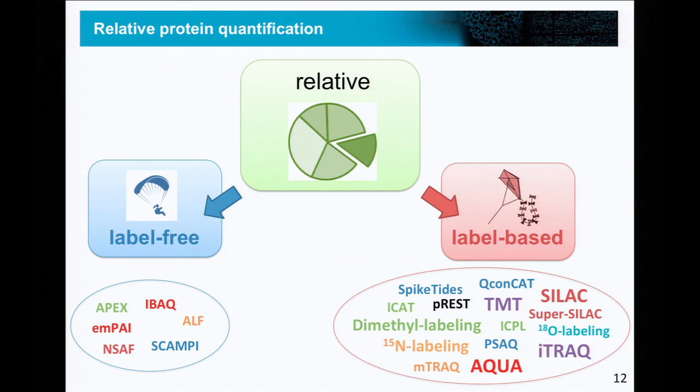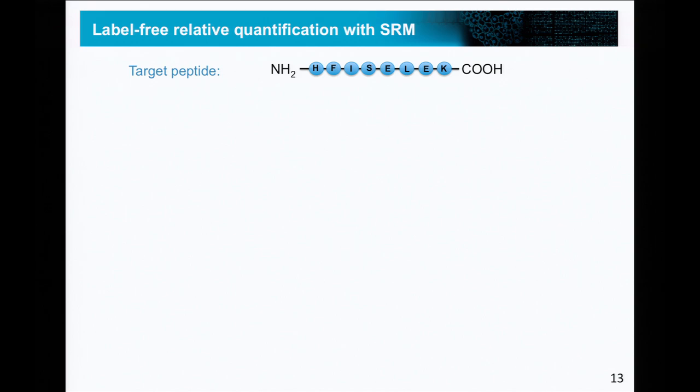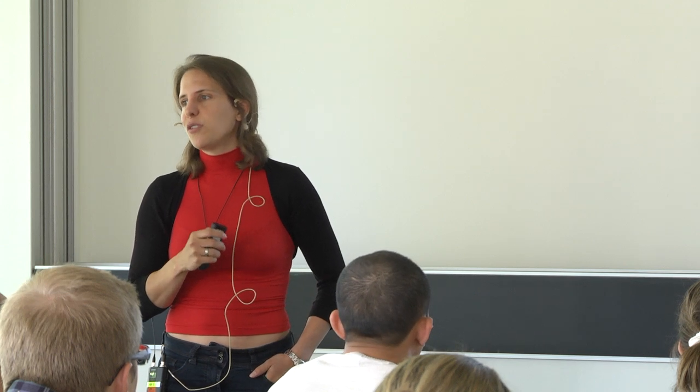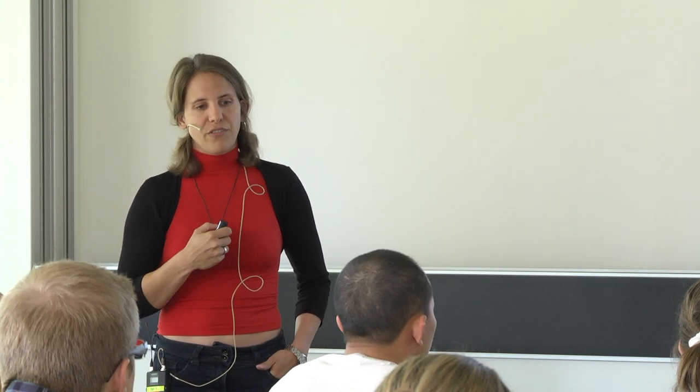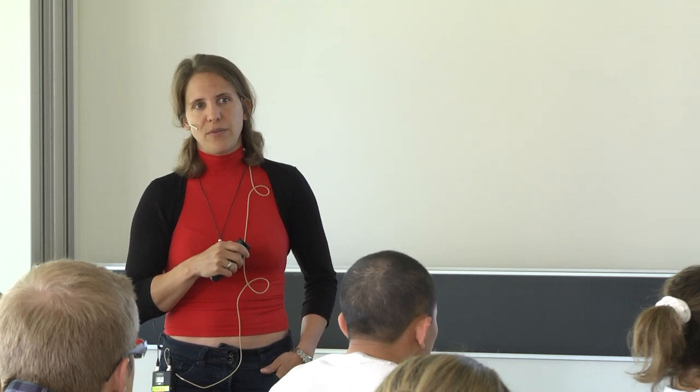And in order to make this relative quantification really clear and easy, I would like to look with you at one specific example. So let's assume we're interested in this target peptide, and we want to quantify this peptide with SRM label-free. What do we need to do? What have you learned yesterday? So what's the first thing that we need to do if you want to quantify this peptide label-free with SRM?